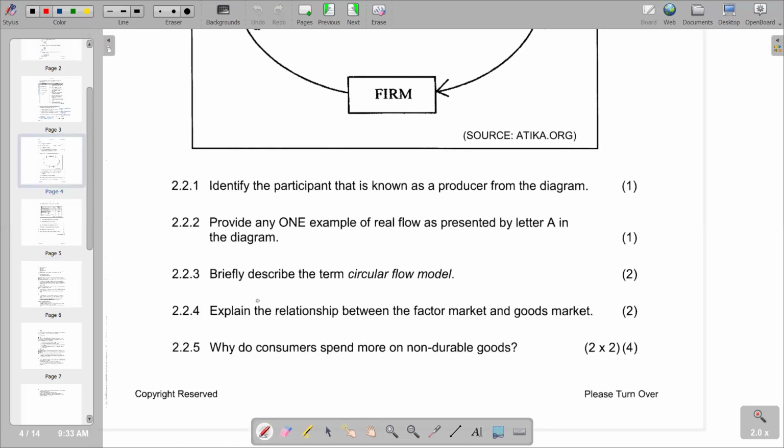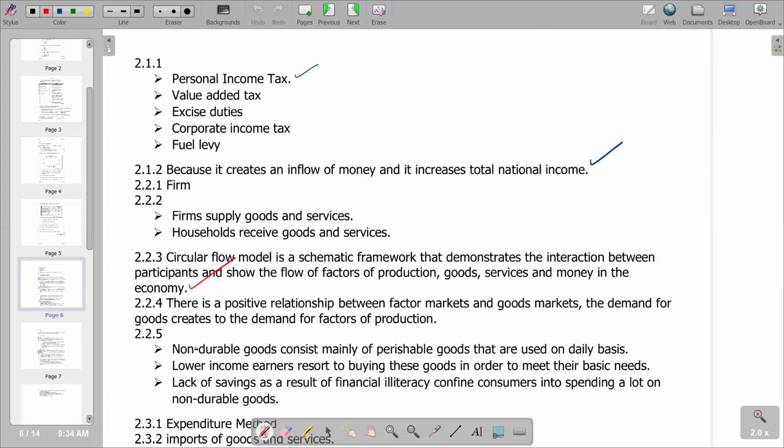Going on to the next one: why do consumers spend more on non-durable goods? We know that non-durable goods are the goods that are not going to last for a longer period of time. So why do consumers spend more on those goods? The first point is that non-durable goods consist mainly of perishable goods that are used on a daily basis. So after a short period, the consumers need them again. That's why we have such a scenario.